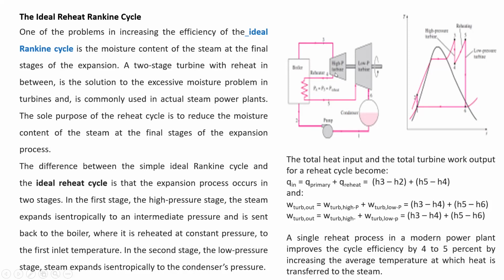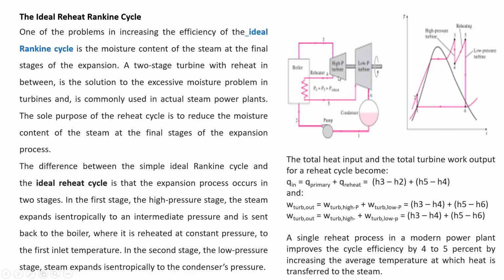So I'm showing it here in the line diagram. First, the boiler. Last time we saw only one turbine. Here, after expansion, instead of going directly to the condenser, the steam is taken back to the boiler to be reheated. After reheat, the steam is taken to the low pressure turbine, where it again expands, and then it is condensed in the condenser and fed back to the boiler for regeneration of steam.